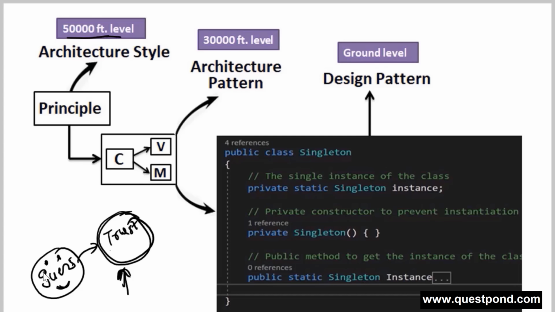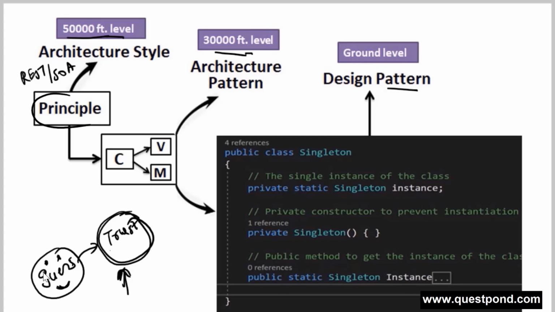Okay, so first thing, if you look at architecture style, it is at the 50,000 feet level, while architecture pattern goes a little bit down and talks at the structure level, and design pattern talks at the solution level, at the code level. It talks about a specific context, right? Let us try to understand. So some examples of architecture style are REST. REST is an architectural style. SOA is an architectural style.